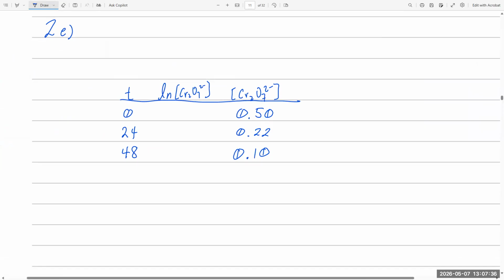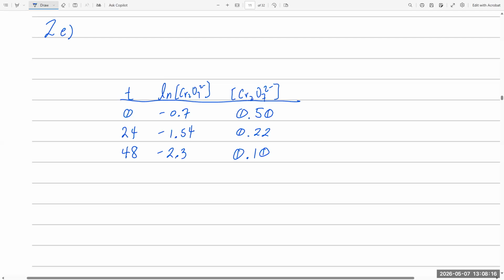Anyway, moving on. So when you look at that, what do we know? We have to take the natural log. So the natural log of 0.5 gives me negative 0.7. The natural log of 0.1 gives you negative 2.3. And then the natural log of 0.22 gives you negative 1.54.